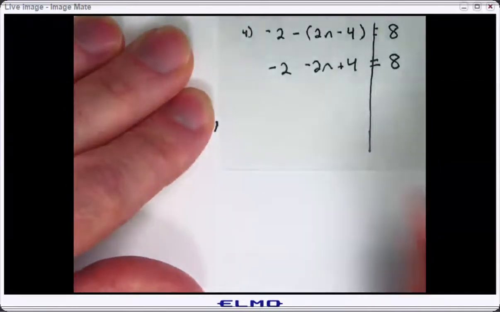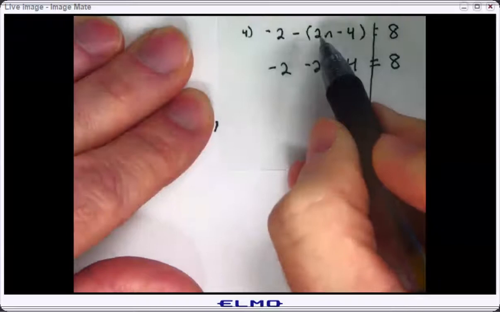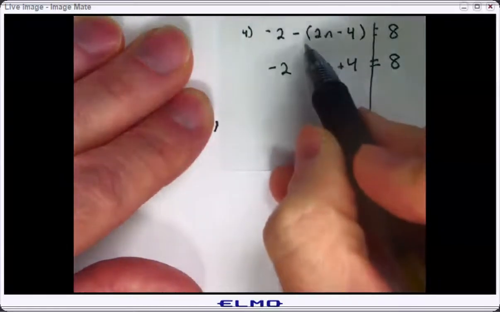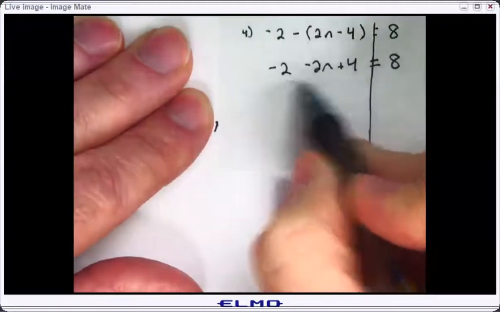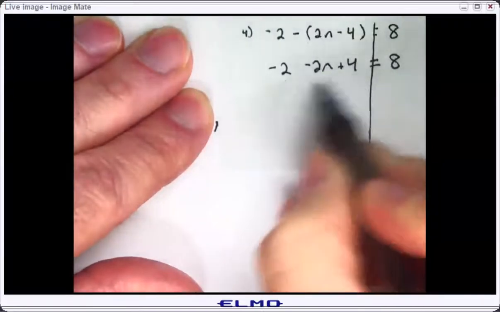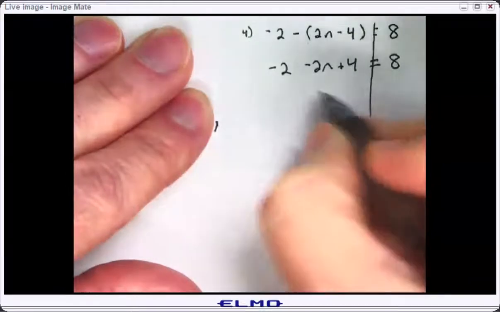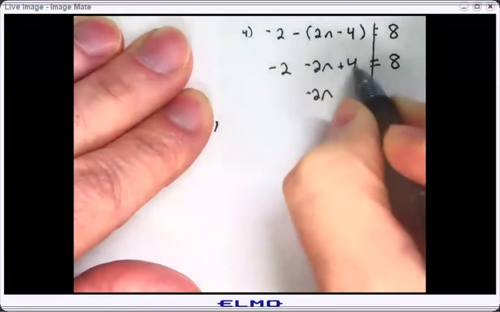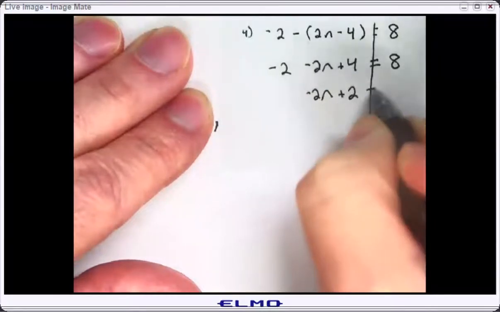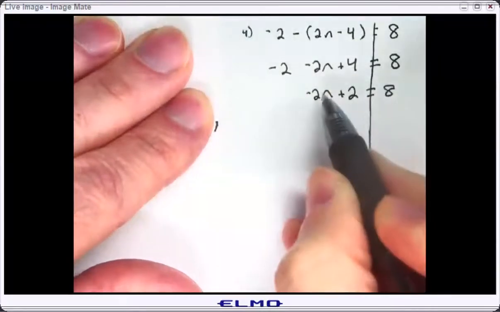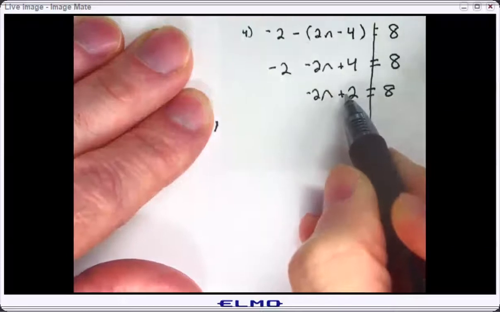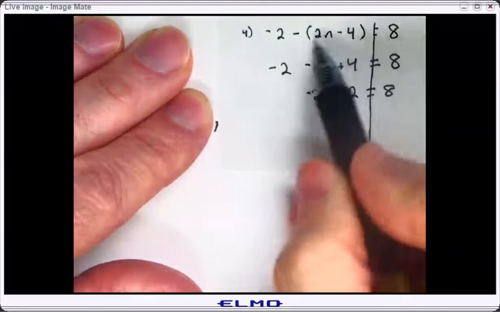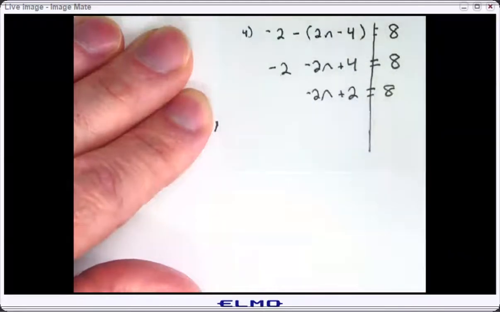Now, simplifying this expression involves distributive property and combining like terms. I've done distributive property. Now I need to look, can I combine like terms? And I can. Negative 2, positive 4 combined. So I'm going to bring down this negative 2n. Negative 2 plus 4 is positive 2. Now the left side is in simplest form. It's only in simplest form when there's no distributive property, which means no parentheses, and no like terms.